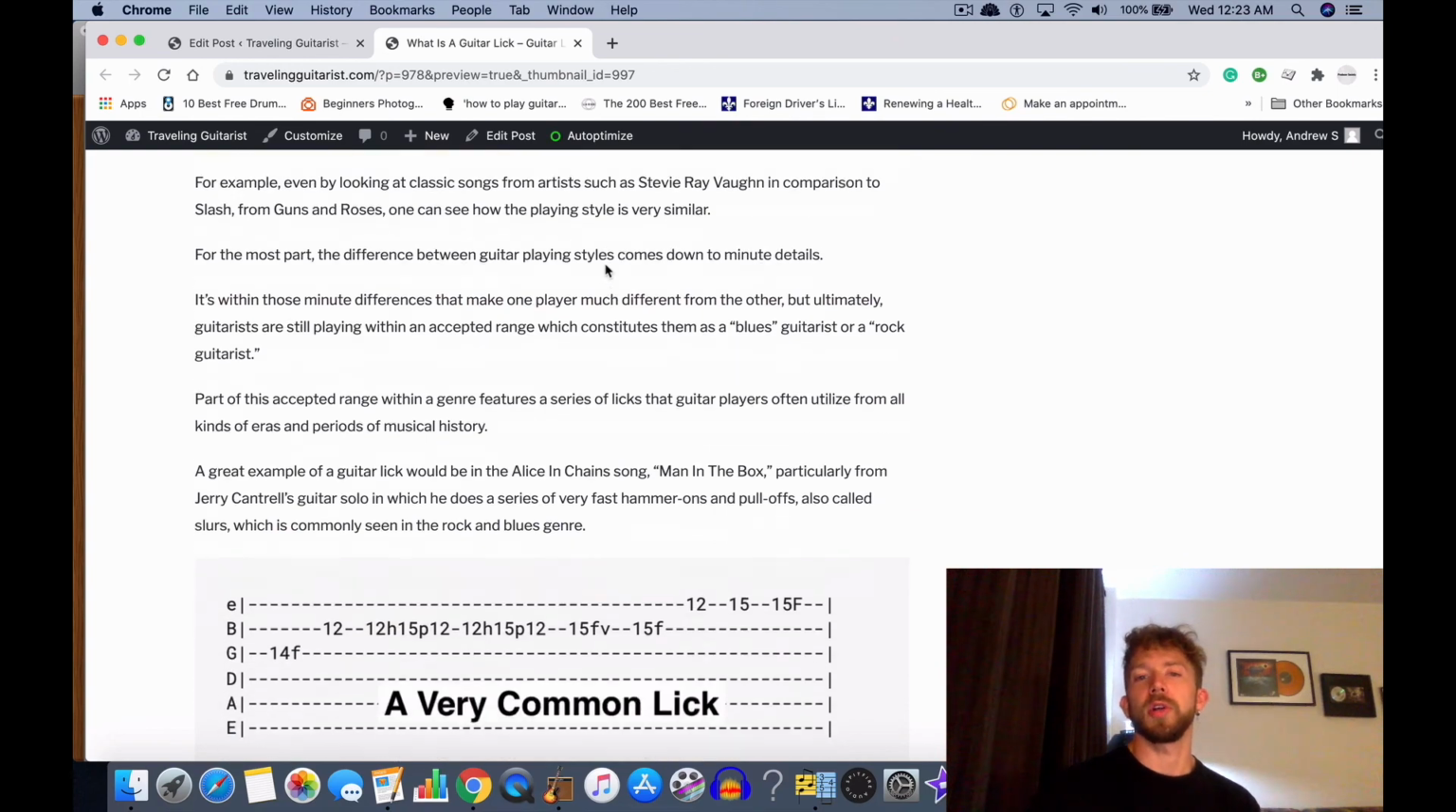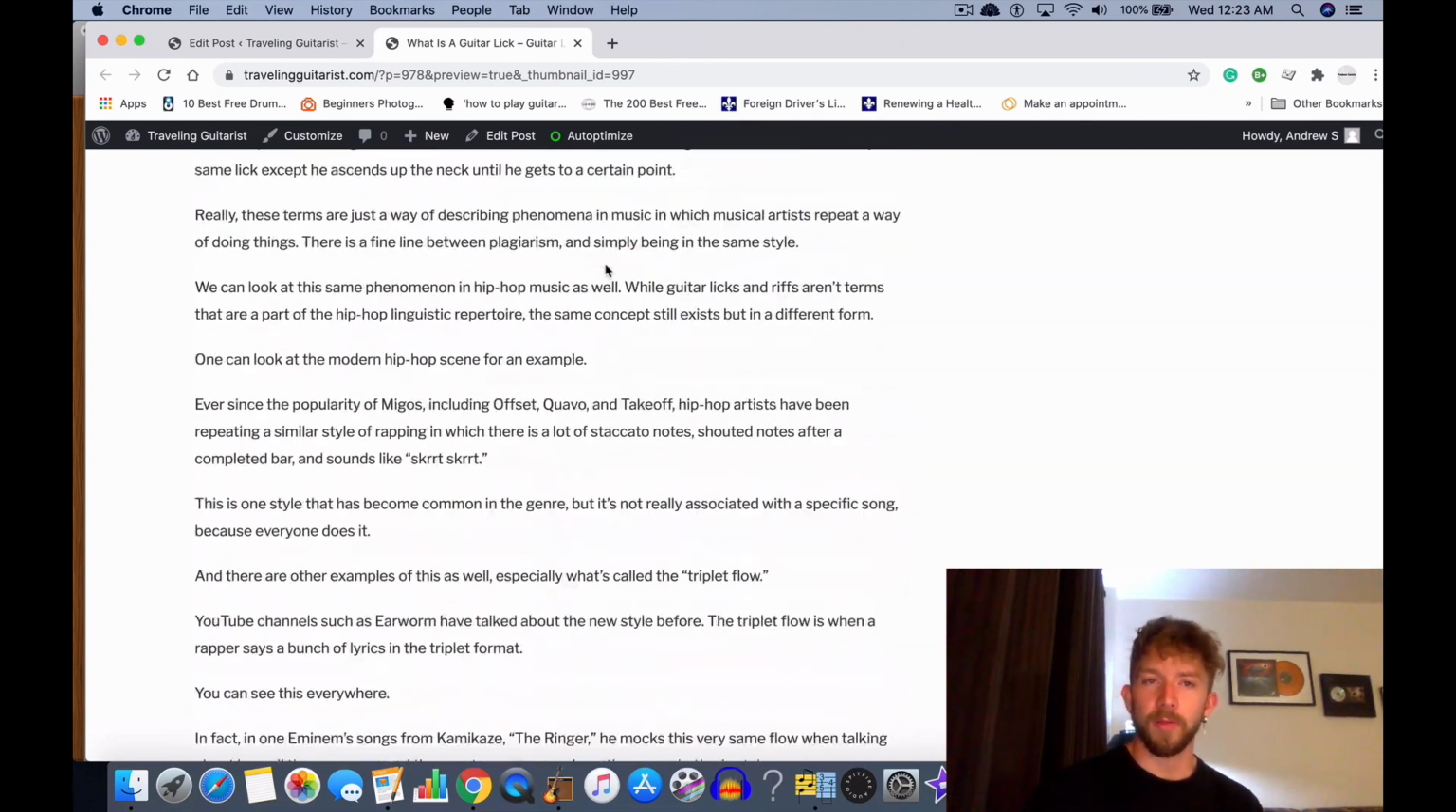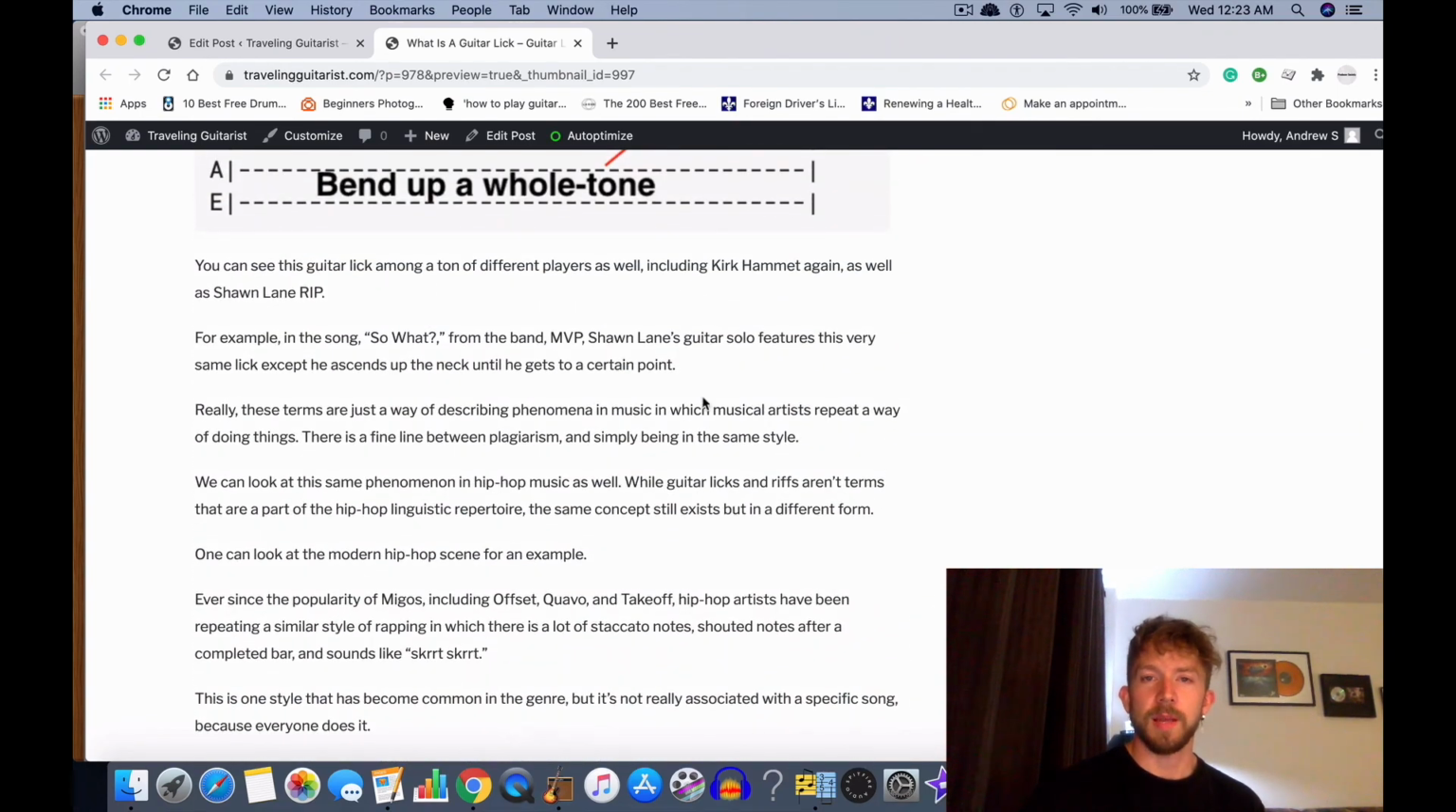And even in my article here on Traveling Guitarists, I talked about how this phenomenon is almost the same thing as what you can see in hip hop. Although it's not the same thing because it's not a guitar lick, it's a similar principle in the sense that people will repeat a musical style or a way of expressing oneself, and it's not really considered plagiarism, you know. One example of that is the triplet flow. Everyone does the triplet flow now. I can't imitate it, but it's when you rap the notes of the song in triplet format, and every rapper is doing that now.